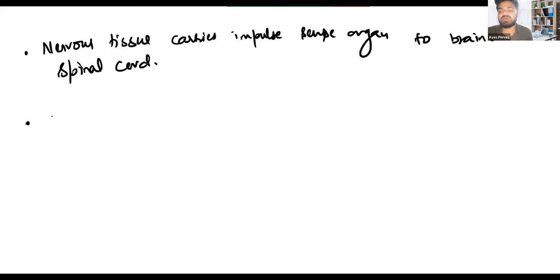It also carries the message from the brain or spinal cord to the effector, to the muscle. For example, if you touch a hot plate, the skin will receive the temperature, that it is hot, then it will send the impulse to the brain or spinal cord. Then the spinal cord sends the message to the muscles to remove your hand. And this process is very, very fast. So nervous cells or neurons carry the impulse from sense organ to the brain or spinal cord, and vice versa, from the brain to the effectors. Got it? You understood?